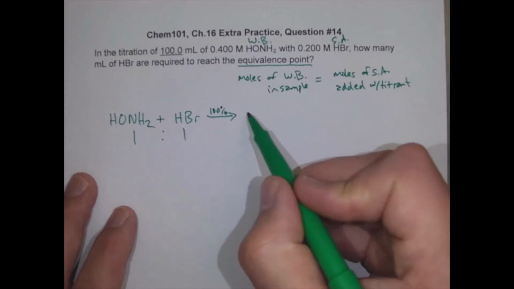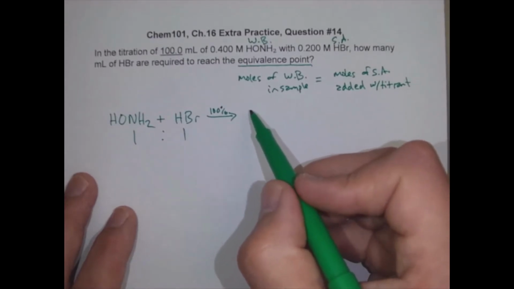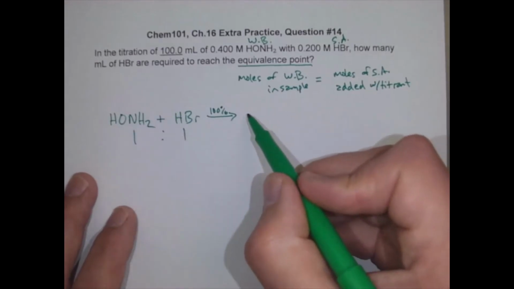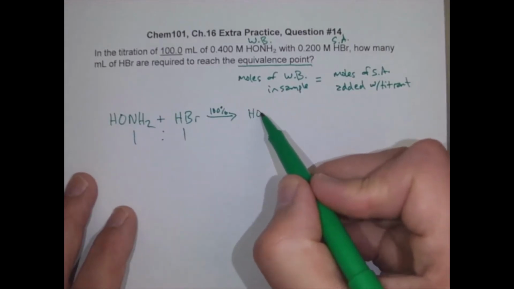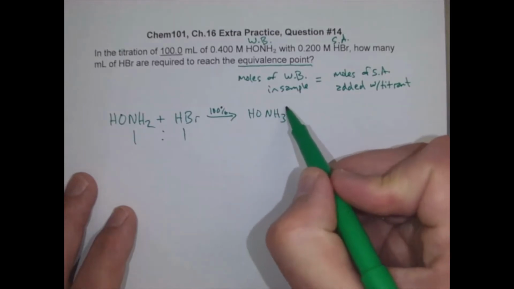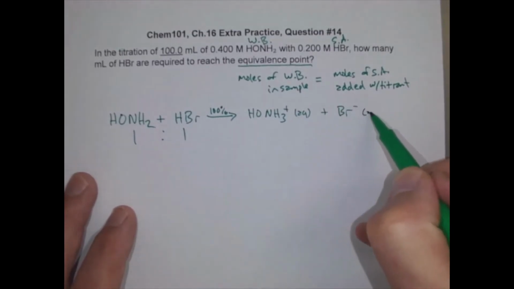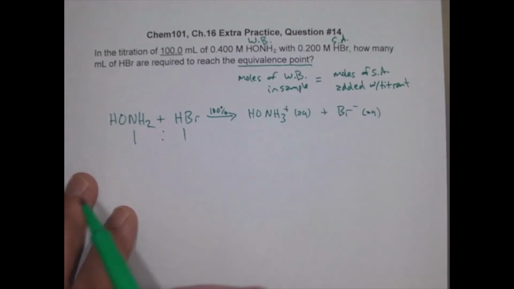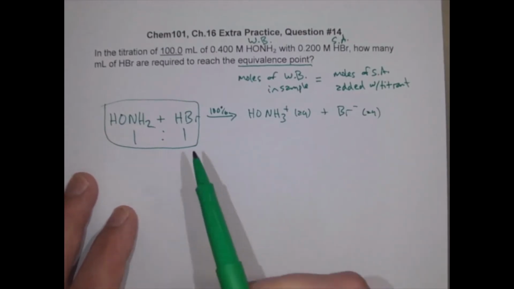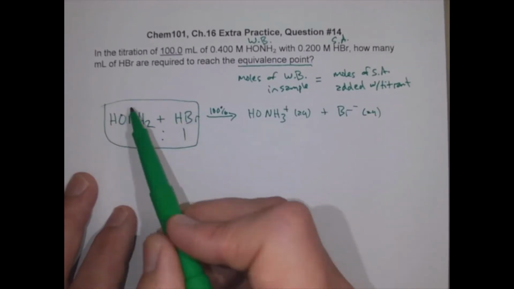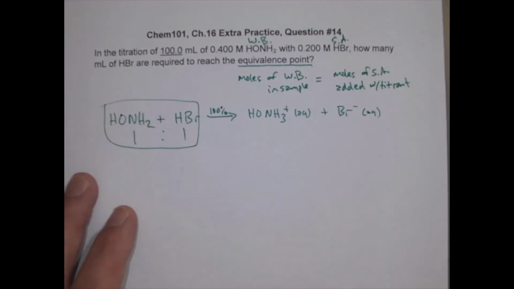And of course the products: the H plus is going to come off of the acid and get added to the weak base. So it's going to be HONH3 plus aqueous, and then the bromide ion aqueous is the other product. But that's not so important. The most important part is that mole-to-mole ratio right there. It's 1-to-1. So I can use stoichiometry to solve for how much of the titrant I'm going to add based on the moles of weak base that I start with.